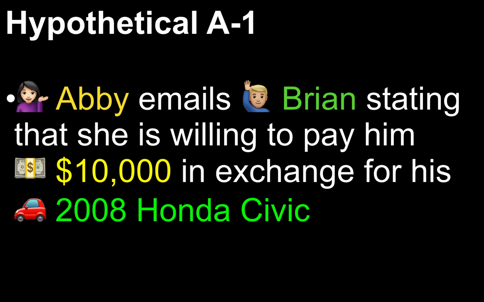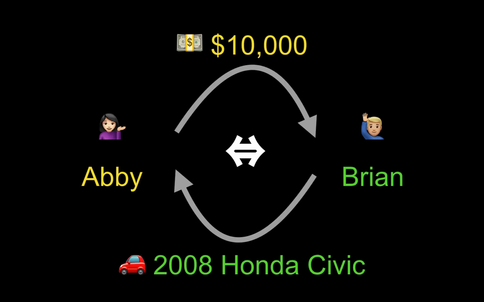How does this look visually? Well, on the left we have the offeror, or the promisor, Abby, and she's making a promise. The promise is to pay $10,000. She's making that promise to Brian, who is the offeree, or the promisee, who is making an exchange promise, which is known as the consideration, of providing his Honda Civic in exchange for the $10,000.